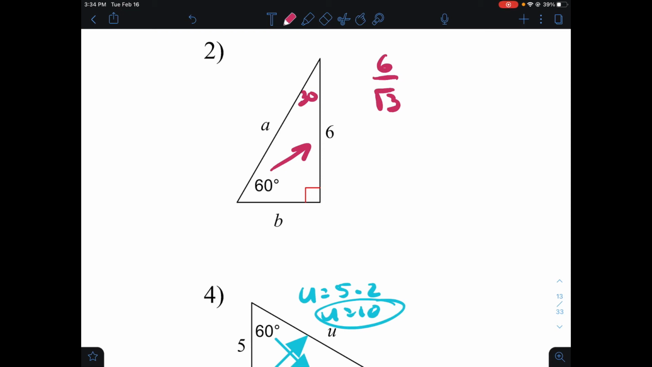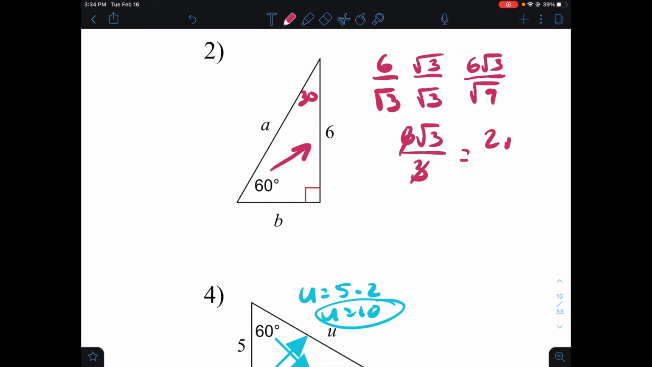I know we've talked about this before. You can't leave the root 3 in the denominator. So you're going to have to multiply the top and bottom by root 3. So you get 6 root 3 all over root 9, which is going to give you 6 root 3 over 3, which can get reduced to 2 root 3. So your side across from 30 should be 2 root 3.